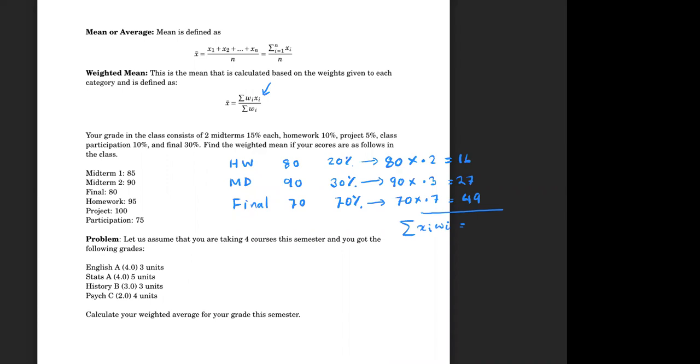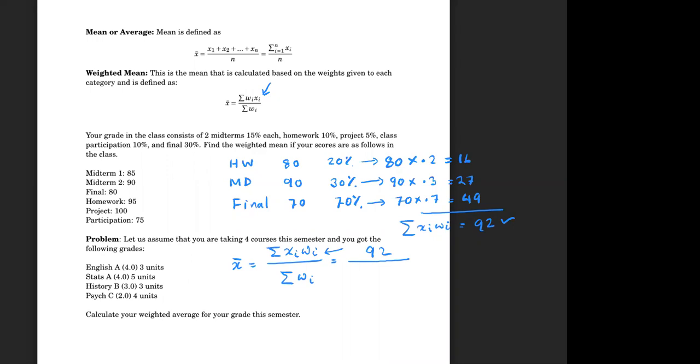So 13 plus 9 is 22, 2 carry over. Okay, 8 plus 1 is 9. So your numerator, x bar, is equal to summation xi wi divided by summation wi. Now this numerator is, by the way, 92. That's what we got right here. However, what is the denominator?